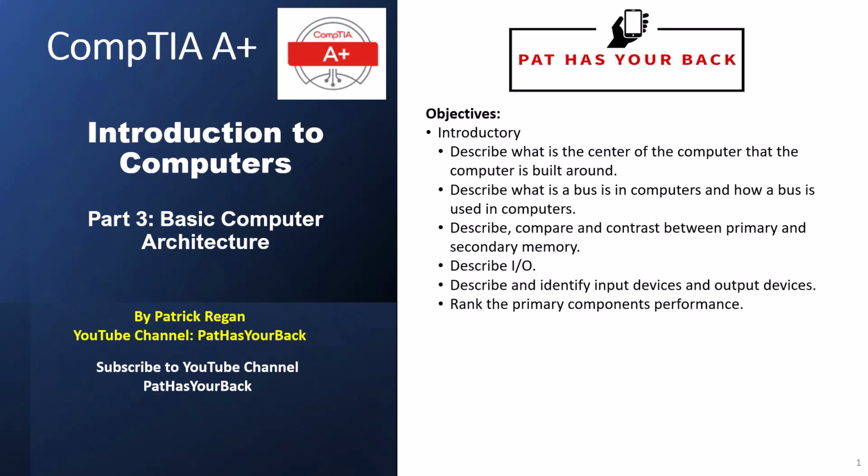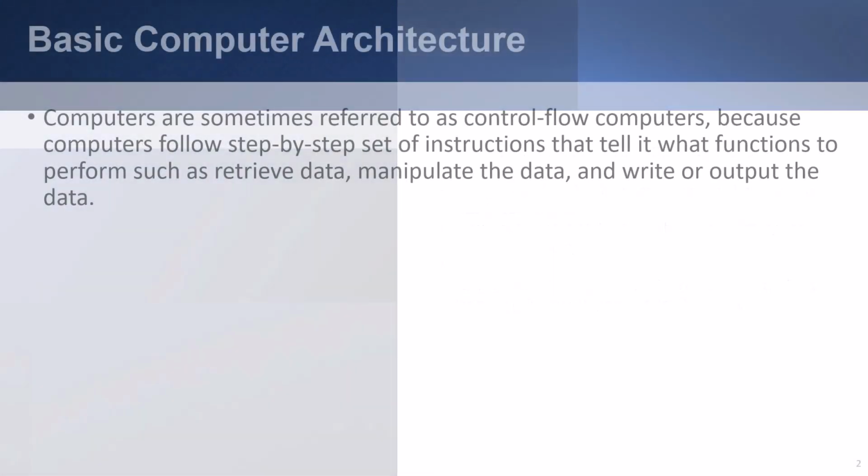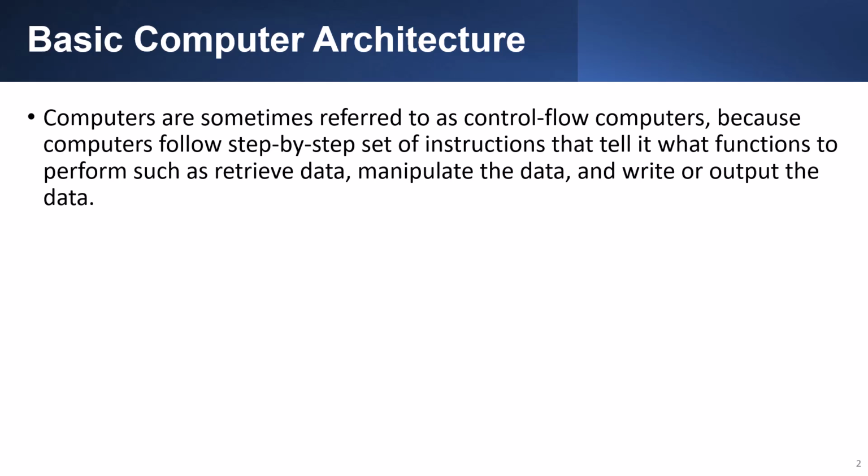Introduction to Computers, Part 3, Introduction to Computer Architecture, will give you an overview of the components that make up a computer from a computer architecture standpoint so that you can understand a little on how a computer functions. Computers are sometimes referred to as control flow computers because computers follow a step-by-step set of instructions that tell it what functions to perform, such as retrieve data, manipulate the data, and write or output the data.